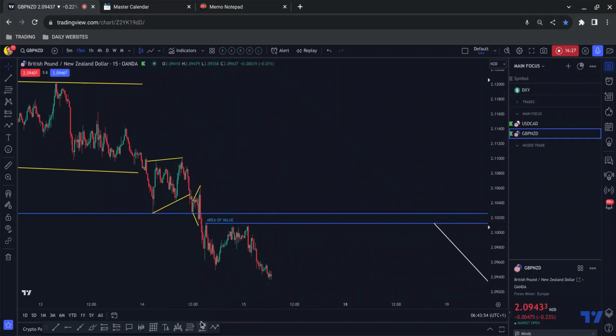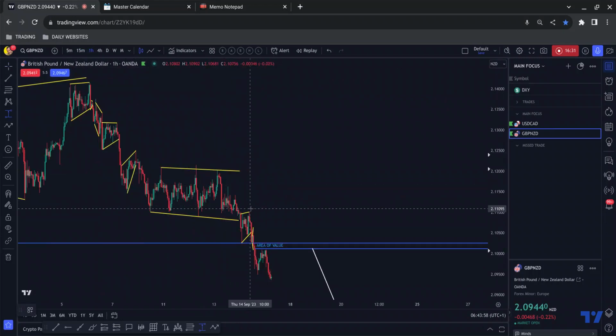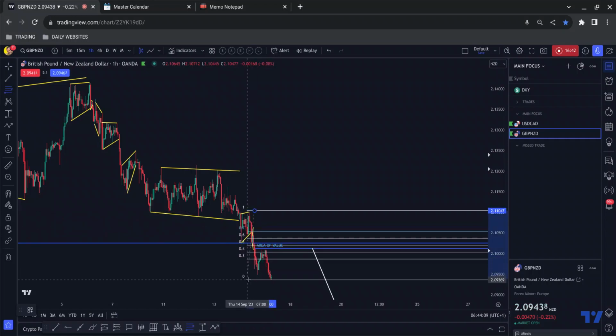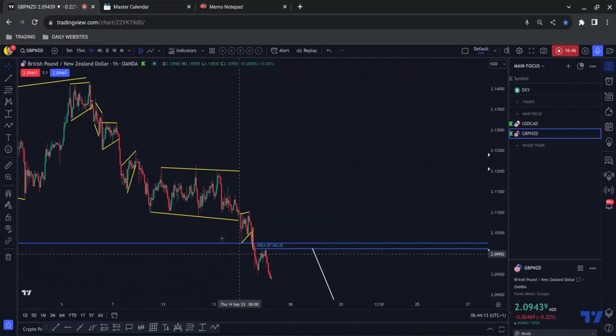And given that this is a 15-minute chart, if we just measure from this impulse, whoops, that's the wrong tool. That's the price range tool. Let's try again. If we just measure from here down to the base of here, if we retrace to that area of value, that would be about a 45% retrace, which would be a healthy correction.